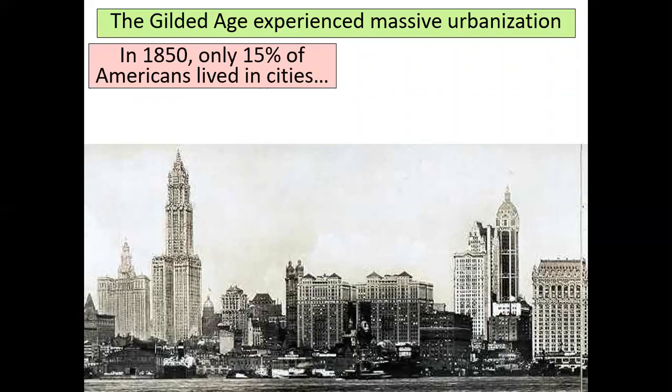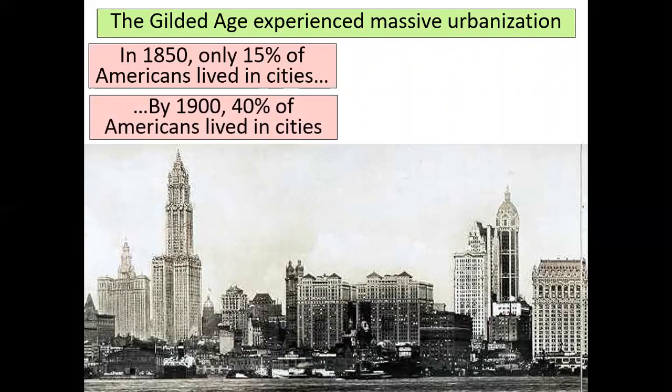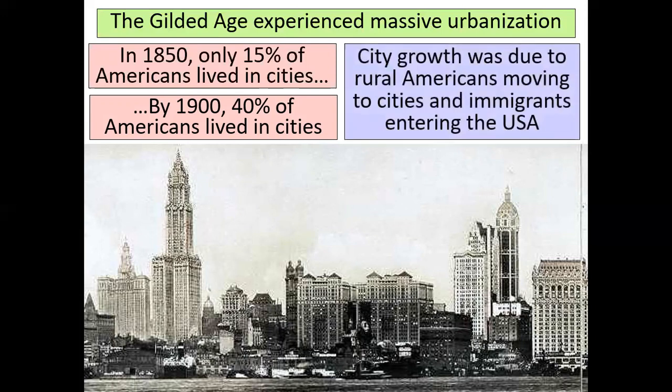And so what is happening is in 1850, only 15% of the American population lived in cities. Most people still lived on farms. They lived out on their own land. But thanks to the growth of our economy and businesses and factories, by 1900, 40% of the American population is going to move into cities.